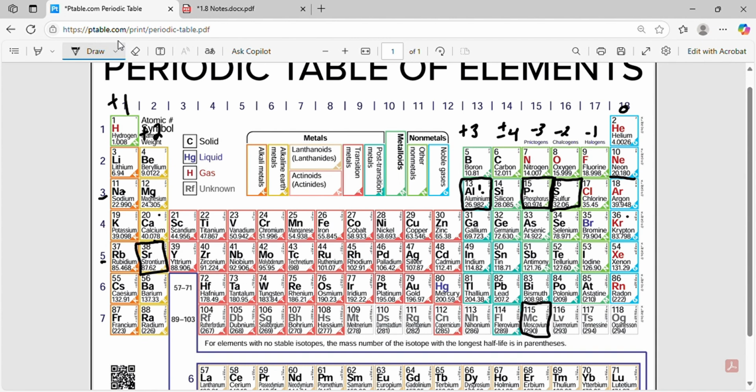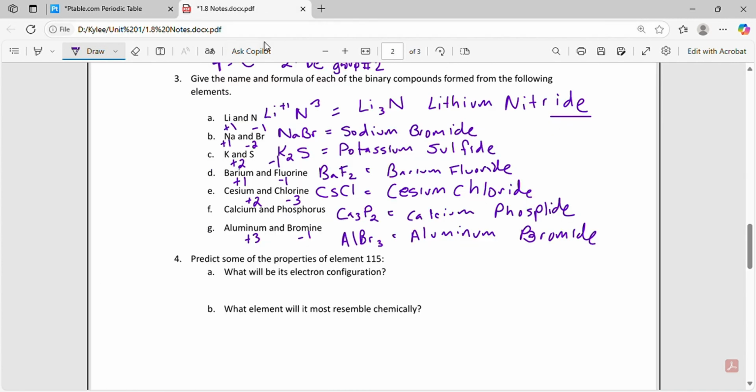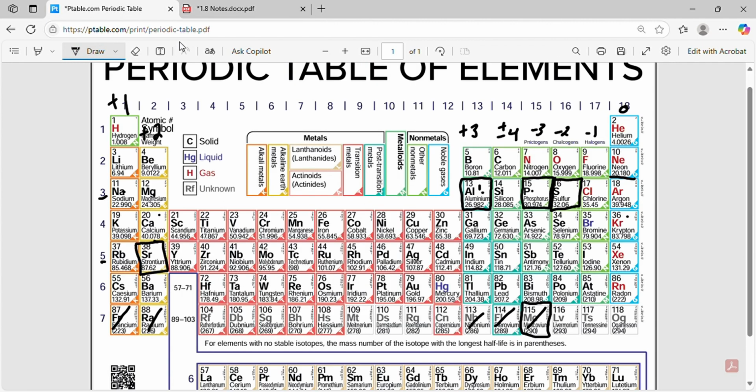So element number 115 is moscovium, and it is in the same column as nitrogen. So I can bet that it's probably going to have at least some similarities to the other elements in this group. So on the first part, it asks, what would the electron configuration be? And I'm just going to focus on the last little bit of it. It's going to have a 7s2, and then this would be 7p1, p2, p3. So over here, I know that it will probably end in 7s2 and then 7p3, which means it's going to have 5 valence electrons.